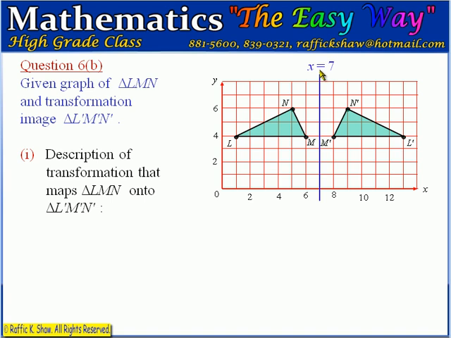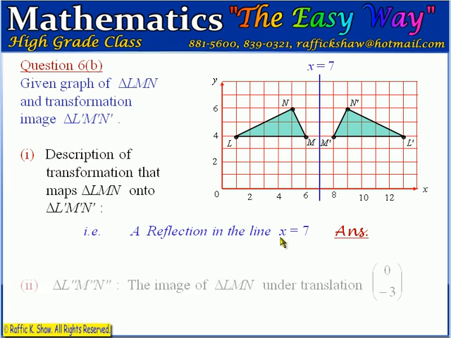And therefore, our transformation is a reflection in the line x equals 7. This is the mirror line for that reflection. And so we can give that description: our transformation is a reflection in the line x equals 7. And that's the answer for part 1.